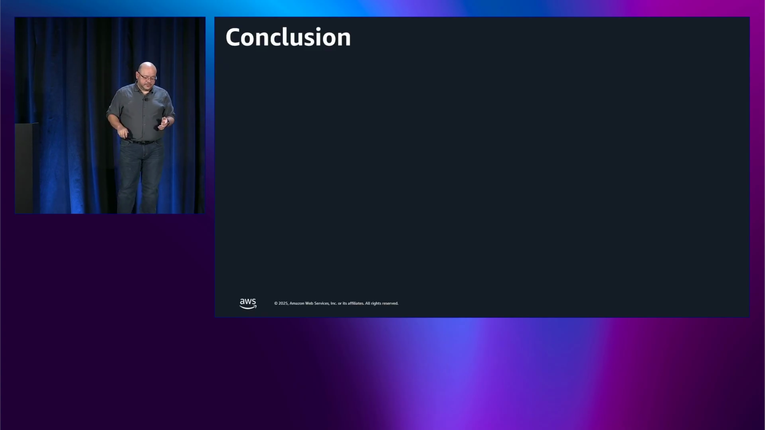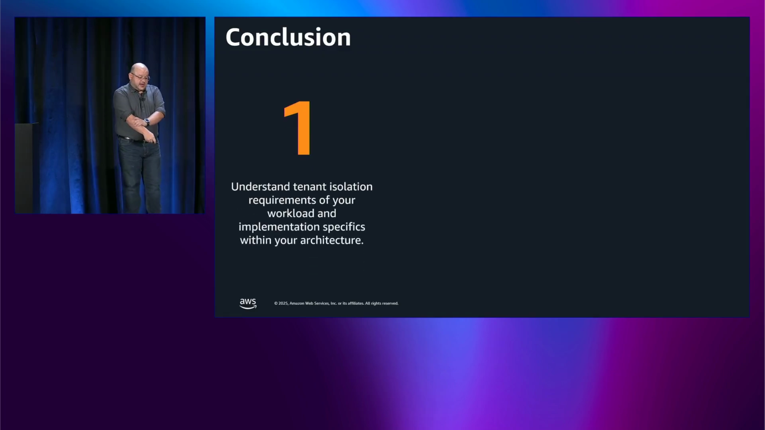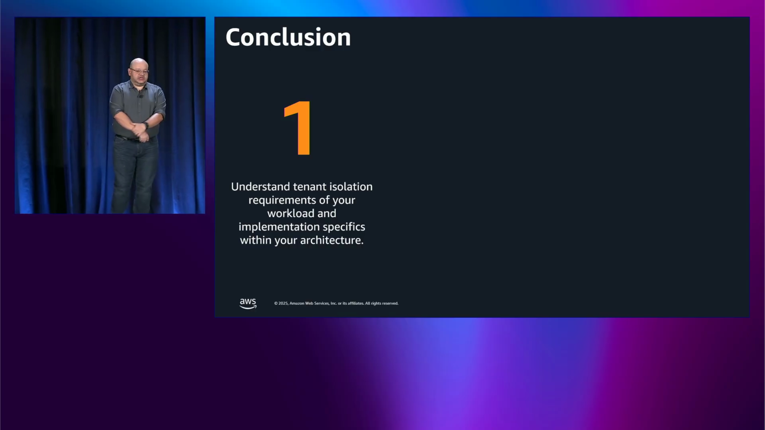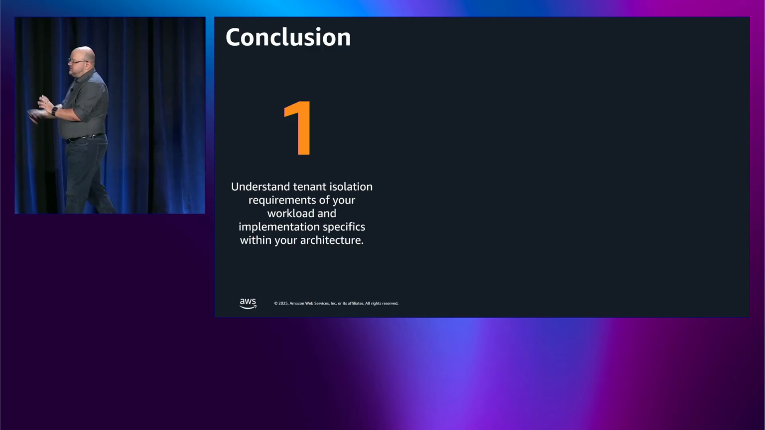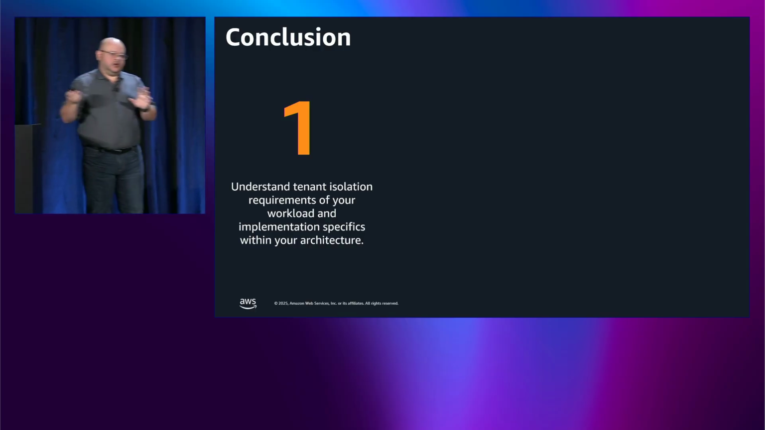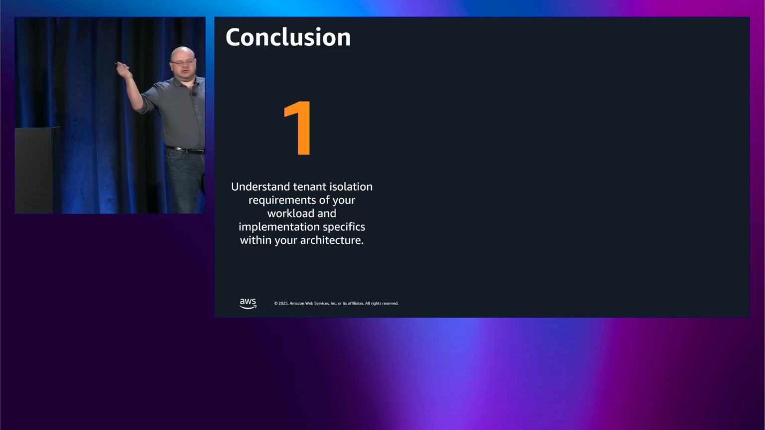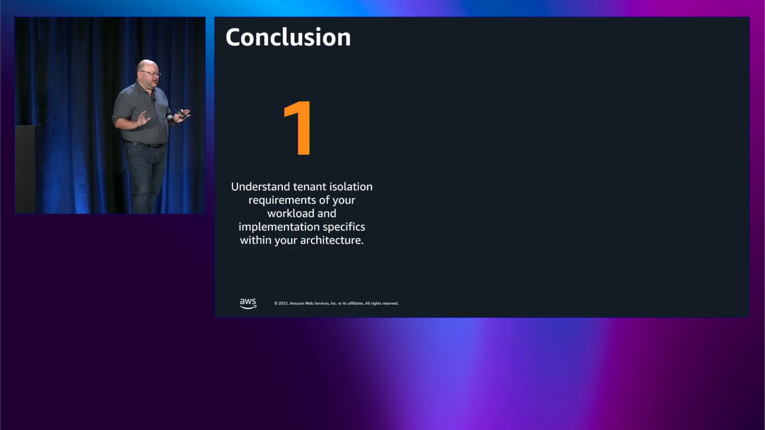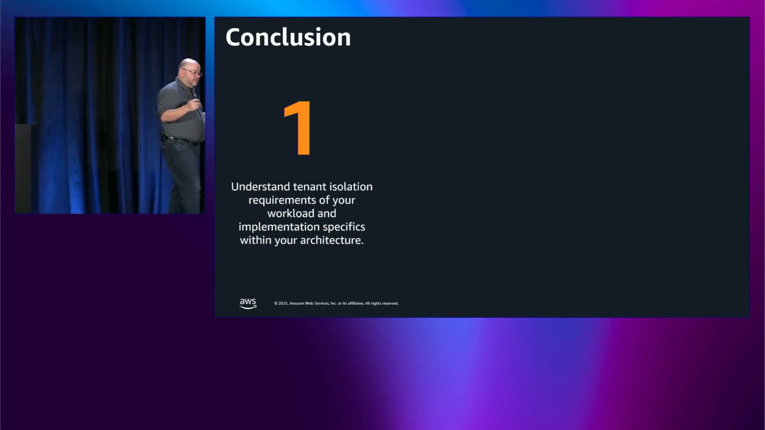To conclude, so understand tenant isolation requirements of your workload and implementation specifics in your architecture. This tenant isolation mode, don't quote me on that. Yeah, this goes on YouTube, right? Don't quote me on that, right? Based on my knowledge, Lambda is the only service I'm aware of that provides you tenant-level compute isolation within a single compute unit, function, right? I'm personally not aware of anything else that does that, right? But it doesn't mean it solves 100% of all the use cases.